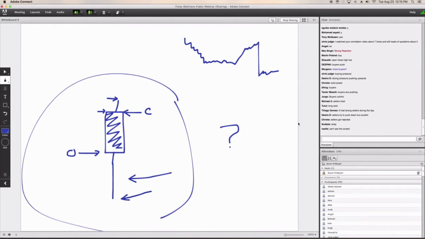Nazifa, I don't know why you can't see the screen. Try re-entering the room, see if that helps.